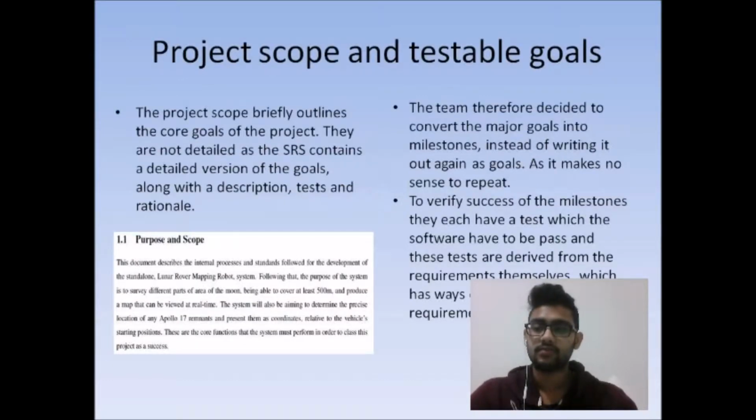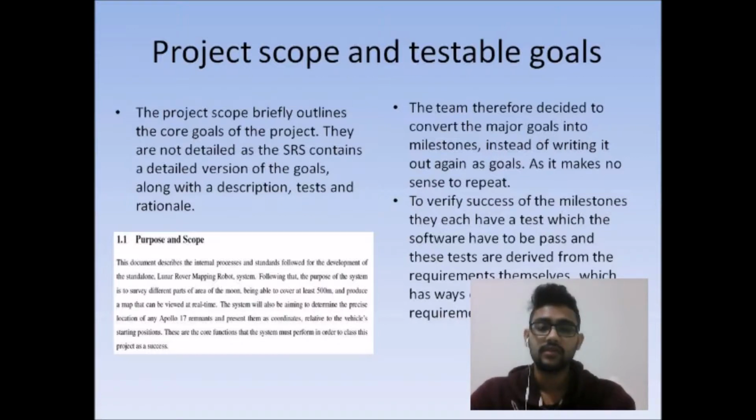Project scope and testable goals. The project scope briefly outlines core goals of the project. They are not detailed as the SRS contains a detailed version of the goals along with the descriptions, tests, and rationales. The team therefore decided to convert the major goals into milestones instead of writing it out again as goals, as it makes no sense to repeat.